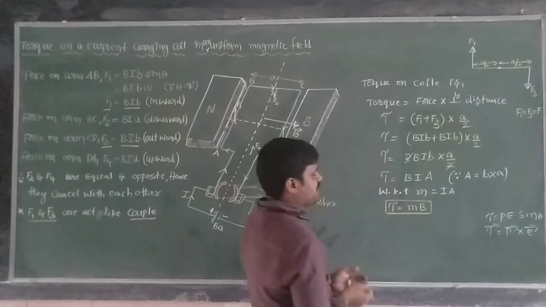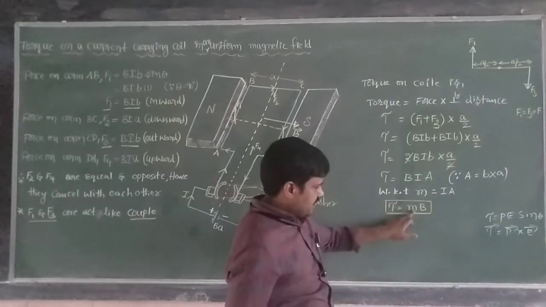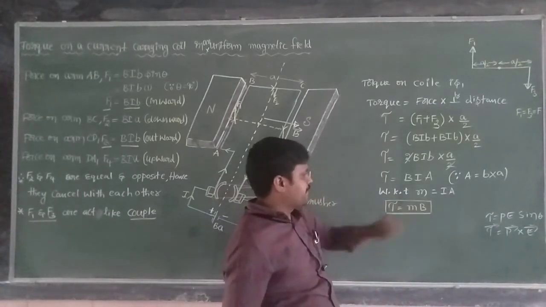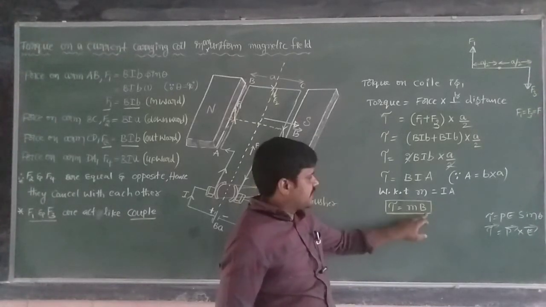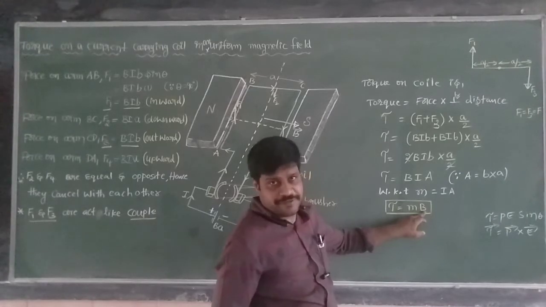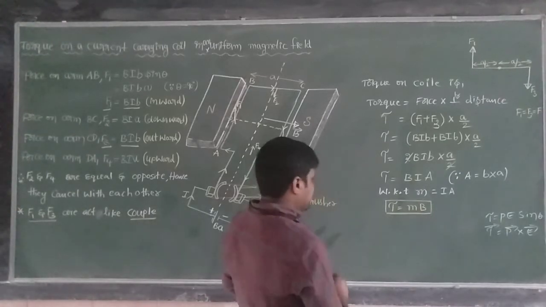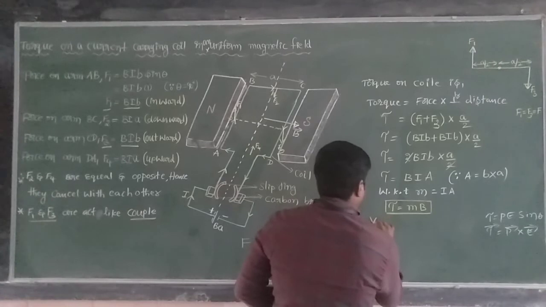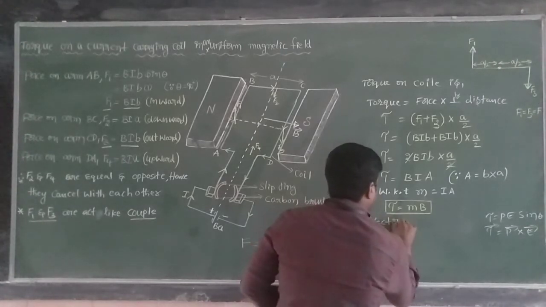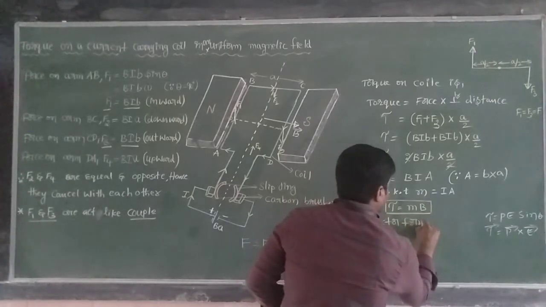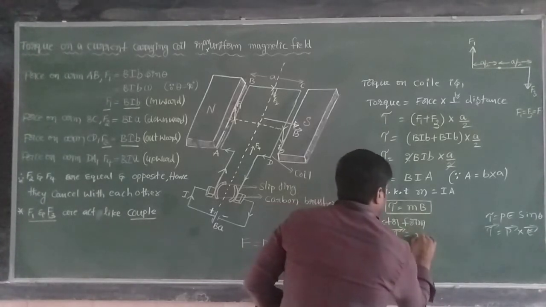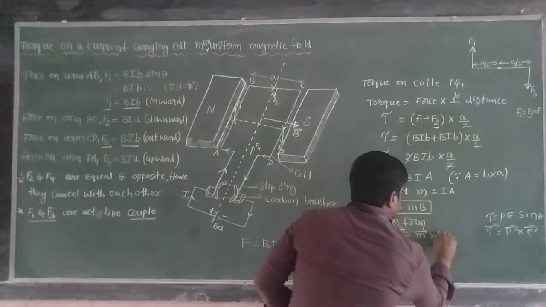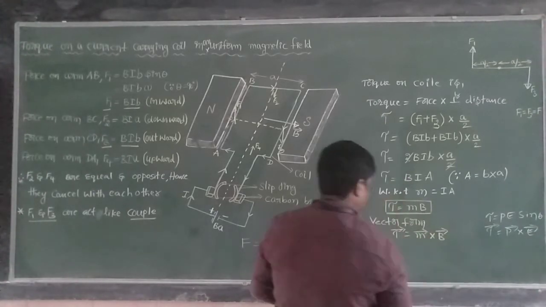Torque tau is equal to MB, where M is the magnetic dipole moment and B is the magnetic field. Of course, in vector form. How can we write it in vector form? Because torque is a vector quantity, tau bar is equal to M bar cross B bar.